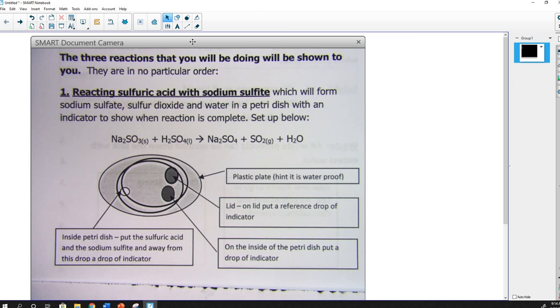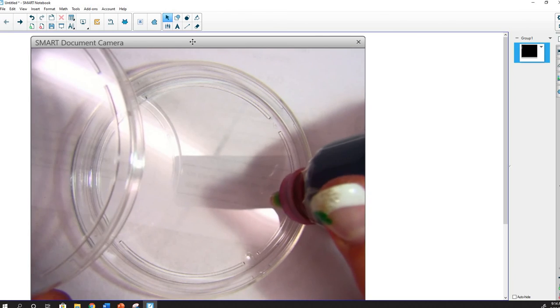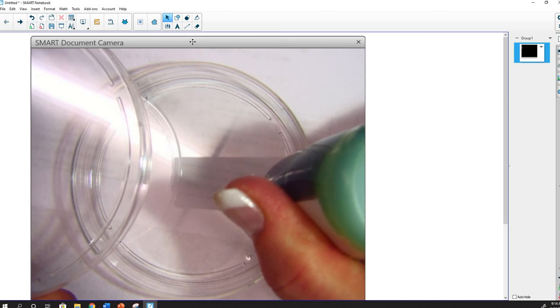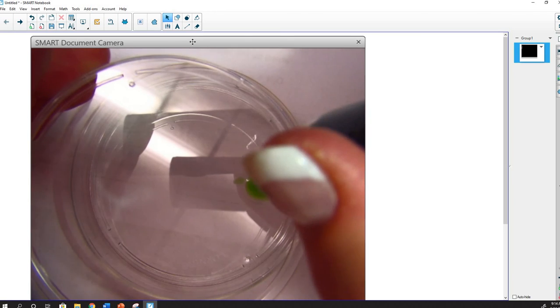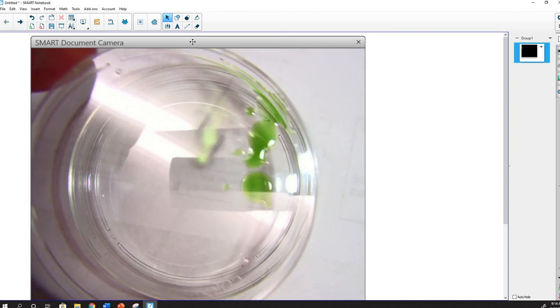And then on the other side, inside the petri dish, we're going to put sodium sulfite and sulfuric acid. And that's going to make sulfur dioxide. And it's going to change the color of the indicator. Okay, so here we go. As I do this, first thing I'm going to do is take an indicator. I'm going to put a little bit inside on one side, one drop, and one or two drops on the outside so I can have something to compare to.